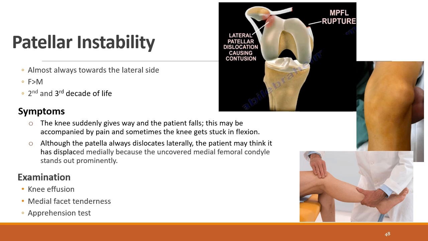Palpation will cause a medial side tenderness on the medial facet of the patella. And if you perform the apprehension test, it will be positive. An apprehension test is trying to dislocate the patella from full extension, pushing the patella laterally and flexing the knee slowly. The patient will prevent you from performing the test and continuing flexing the knee.